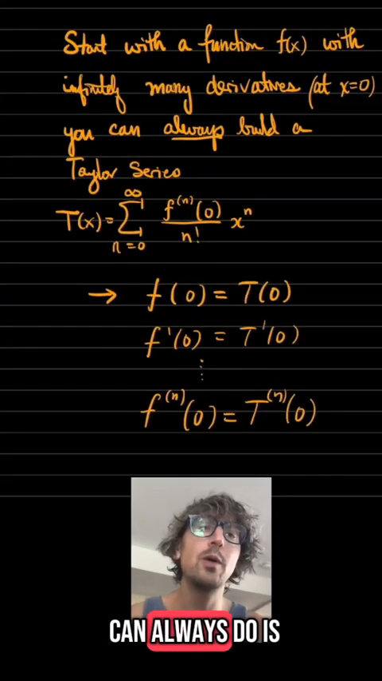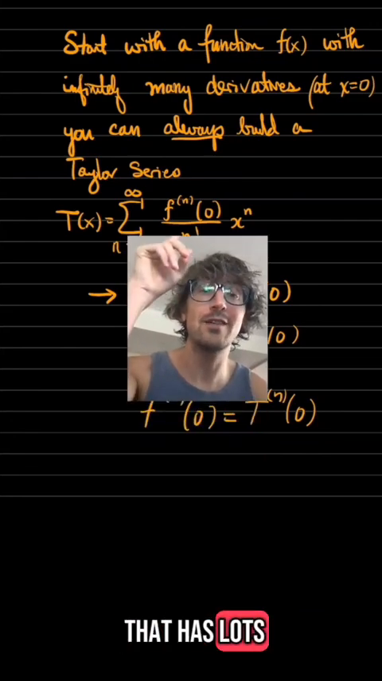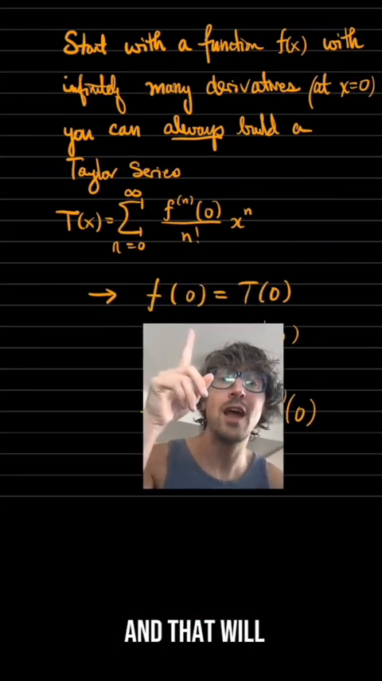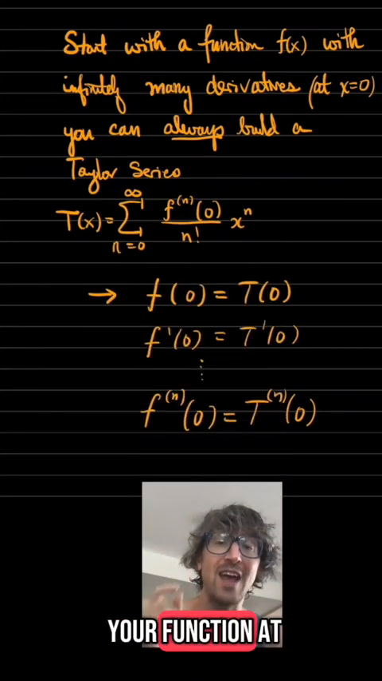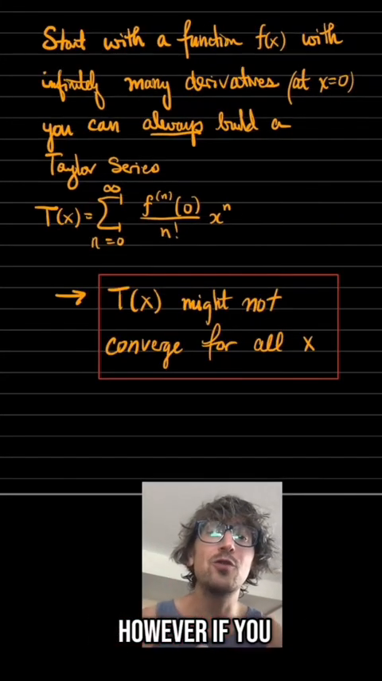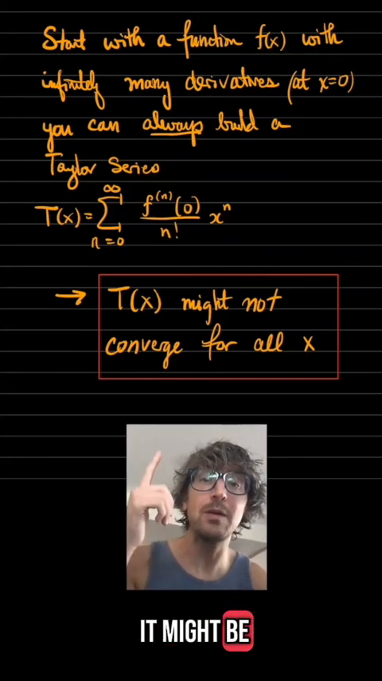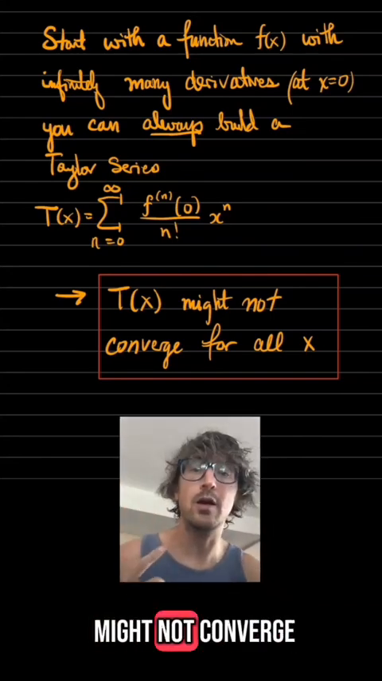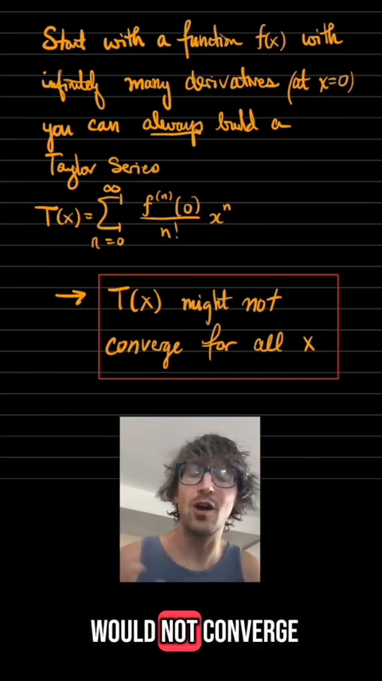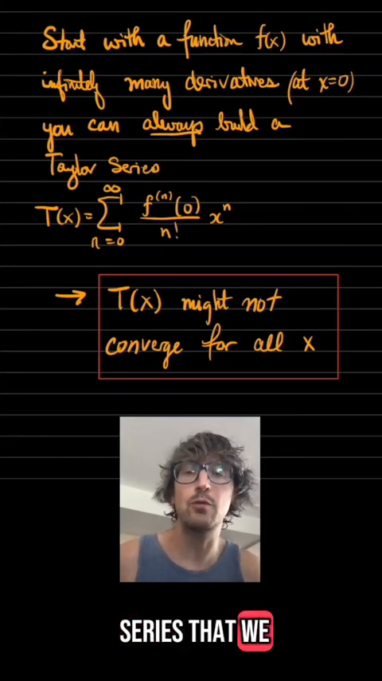So what you can always do is if you start with a function that has lots of derivatives, you can always work them out and put them into this Taylor series, and that will always agree with your function at the point you picked. In this case, we're going to always work with 0. However, if you look for non-zero values, it might be the case that your Taylor series might not converge. That's what we just saw in the example. Plugging in 5 would not converge in that Taylor series that we wrote down.